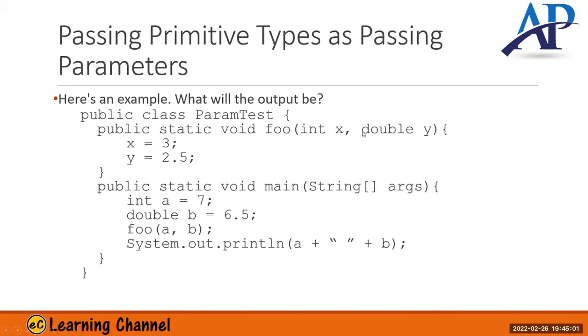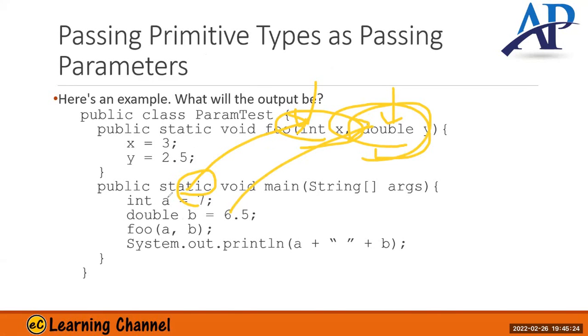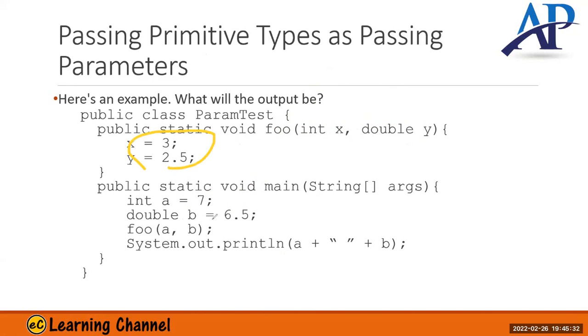So for all function calls, when you use primitive data, you only have call by value. Only the value of x will be passed to this x variable. So you call foo(a, b). Foo(a, b) actually has 7 being passed to x and 6.5 being passed to y. And then a and b are detached from x and y, totally no relationship. So if you update your x and y, when you print outside, it is still 7 and 6.5. No change.